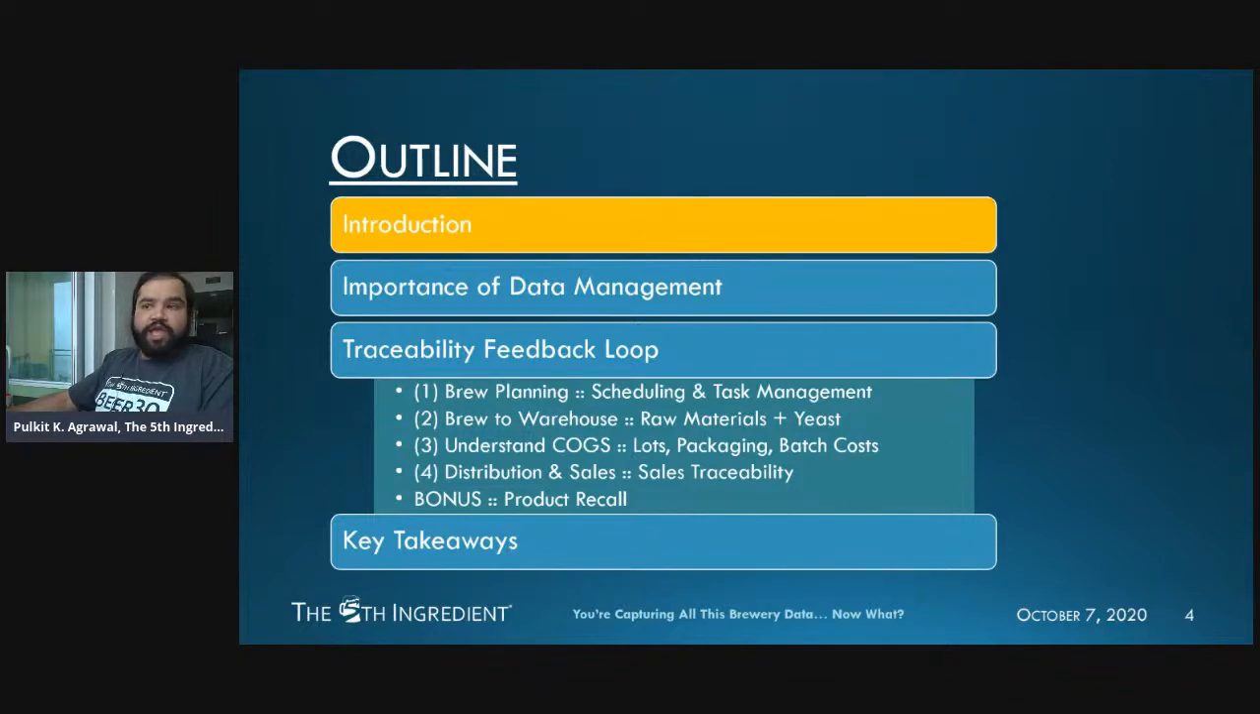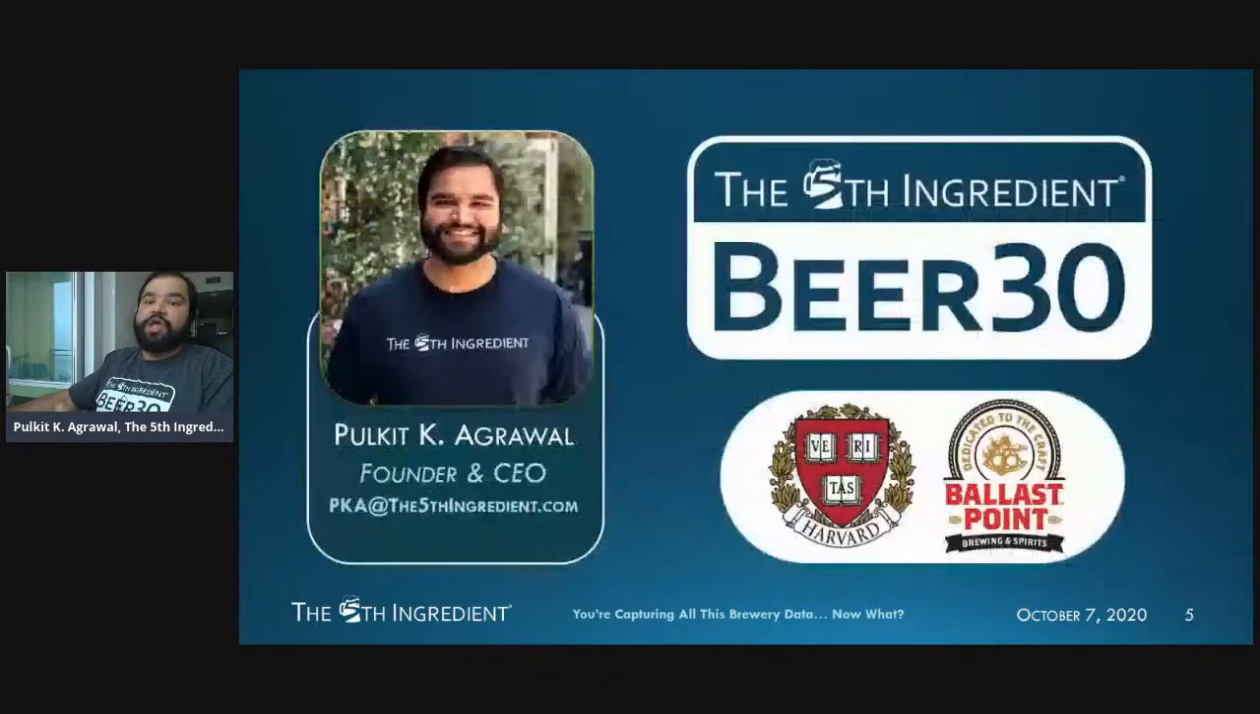First off, looking at the introduction. Again, my name is Pulkit Agrawal, founder and CEO. Our company, The Fifth Ingredient, has also launched that famous software that you keep hearing about called Beer 30. It's basically a software that breweries use to track their data from grain to glass, start to finish, and have real-time data validation that's happening. The goal is to really focus on eliminating paper logs, spreadsheets, whiteboards, and have this all-in-one system that can help you track your data.